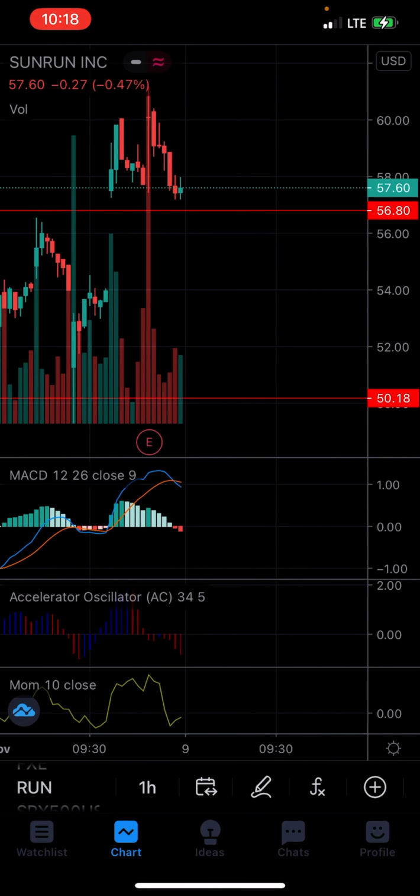I do think it might retest the $56.80 level, but I think RUN is going to be a perfect buy at $56.80. I don't think it's going to drop back down to $50. I don't think that's going to be the case here. I think we're going to drop down to $56.80.